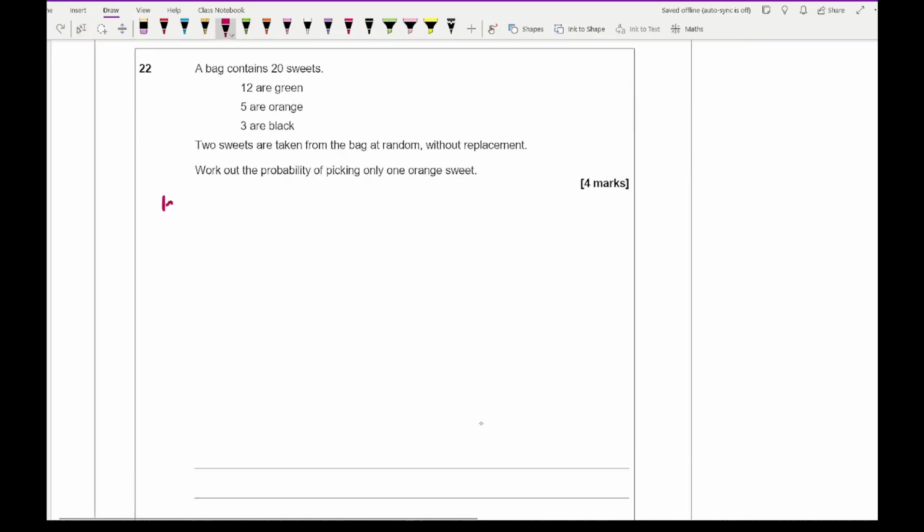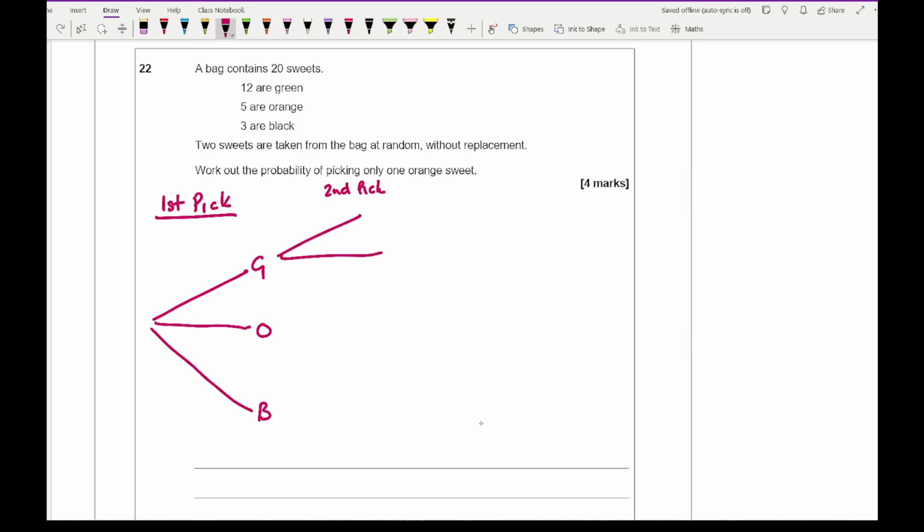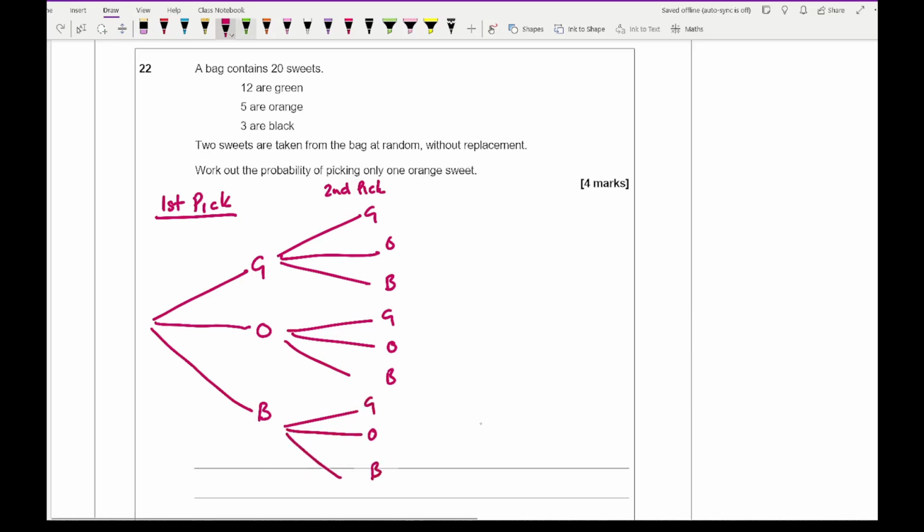So looking at the first pick, we've got 3 options. So we've got green, we've got orange, and we've got black. Then on the second pick, it can be any of those 3, so G, O, B, and then I've got G, O, B, and then for the next one, G, O, B. Then working out the probabilities, well, the first one I'm picking out 20, so it's 12 over 20, 5 over 20, and 3 over 20.